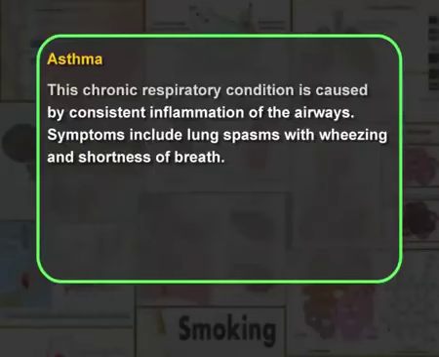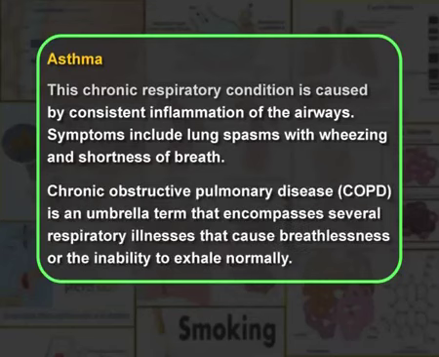Now, let us discuss a little bit about these diseases. Asthma is a chronic respiratory condition caused by consistent inflammation of the airways. Symptoms include lung spasm with wheezing and shortness of breath. COPD is an umbrella term that encompasses several respiratory illnesses that cause breathlessness or the inability to exhale normally.